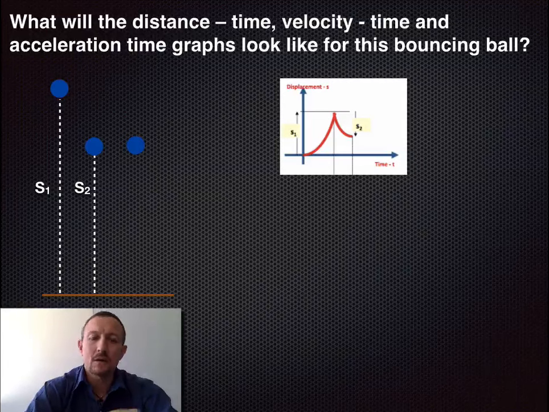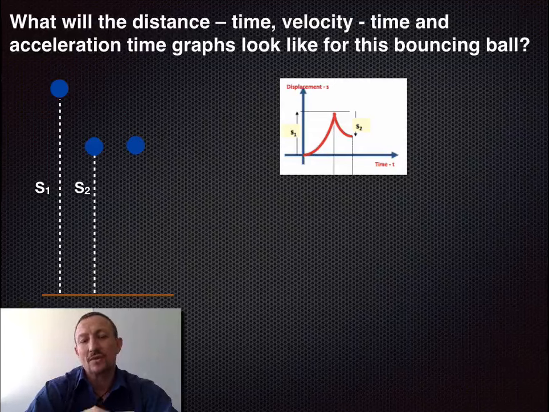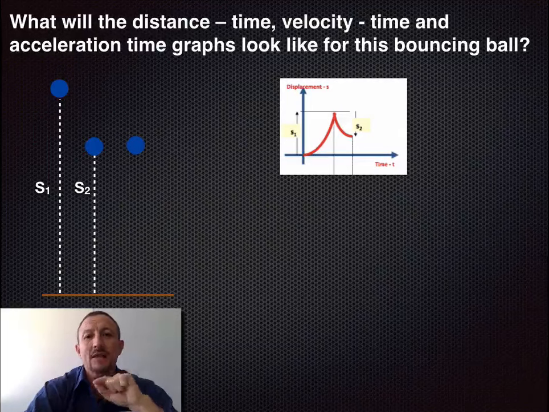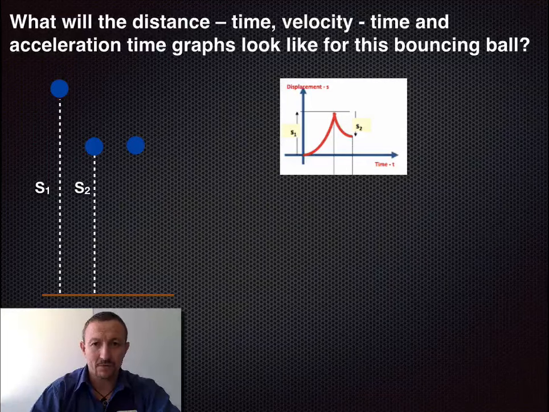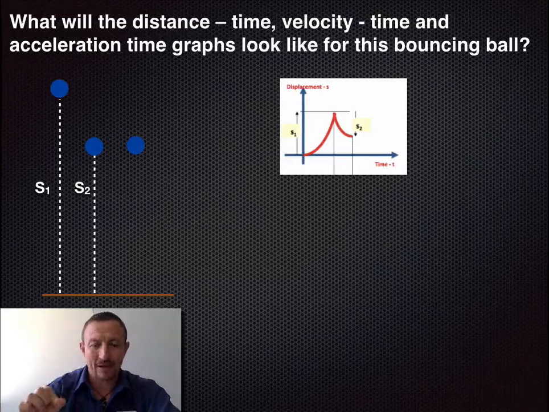Well, a curve on a displacement time graph means that the speed is changing. Remember, gradient is basically the velocity. Now we see that the gradient is continually changing on that curve, so it must be accelerating. It accelerates until it hits the ground. Then it changes direction and comes back on itself.